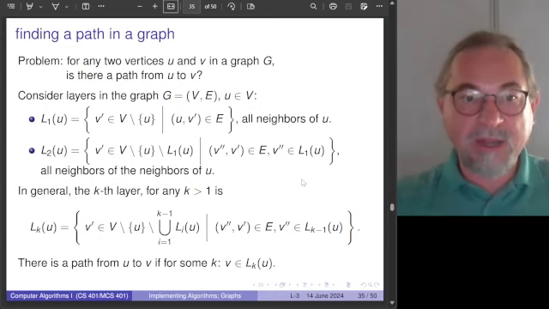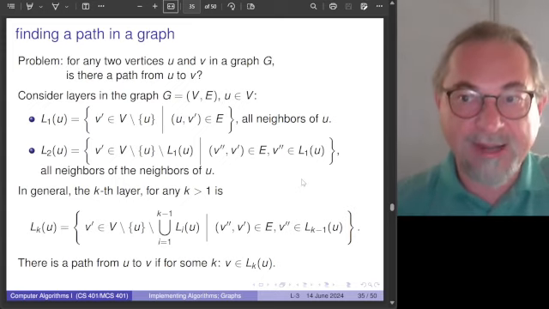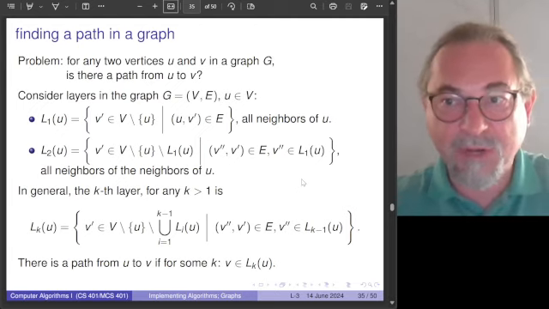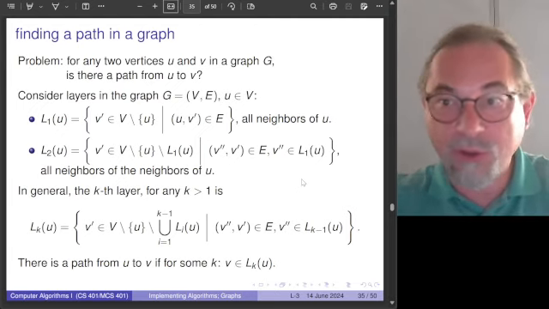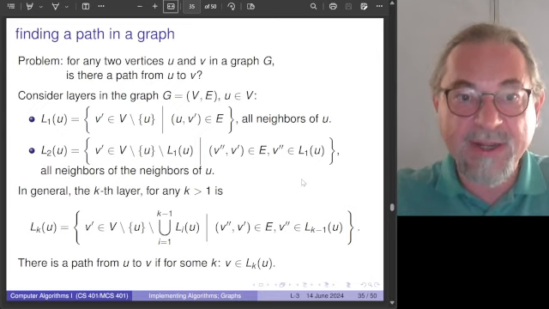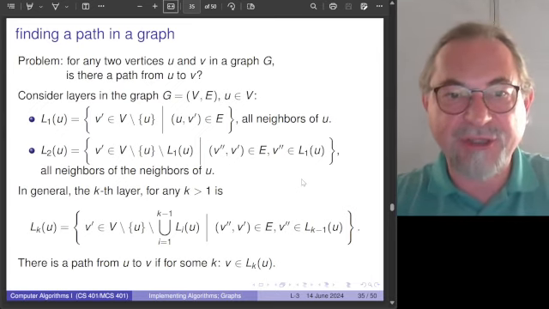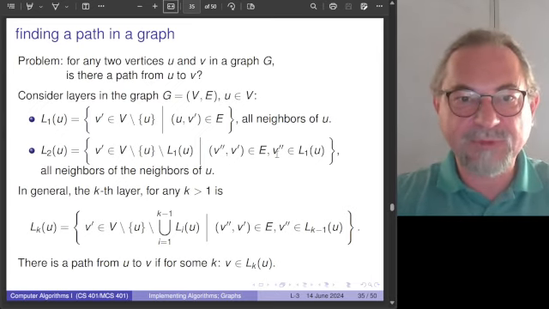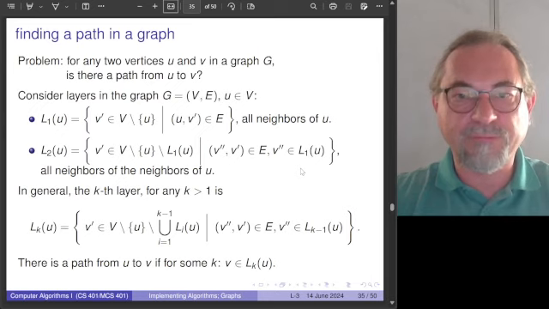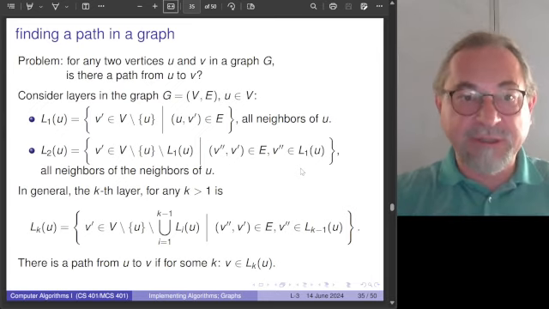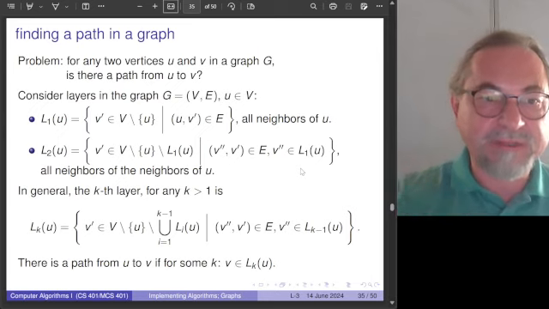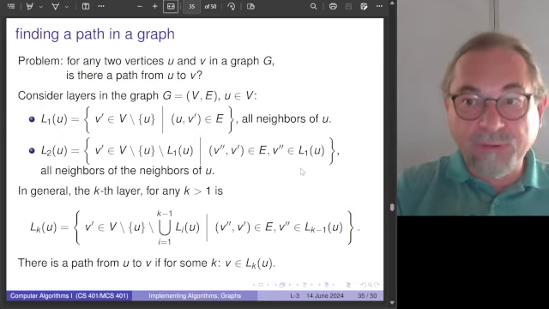We look now at all the neighbors of the neighbors of U. So we look at all the V primes, which are vertices, not U, not in the first layer. We don't go back. They are connected by an edge which starts in the first layer, so V double prime belongs to the first layer. And then we continue with the neighbors of the neighbors of the neighbors. And here you see the general definition, which is an adaptation of the second layer. So we do not want to turn back.